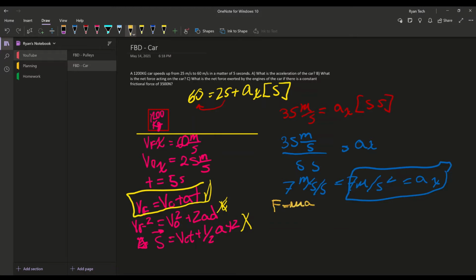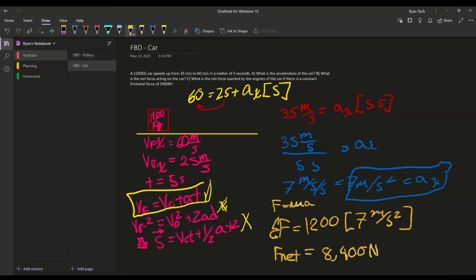So let's use that. The sum of all the forces is equal to the mass of the car, 1,200, times our acceleration, which is 7 meters per second squared. If you calculate this, you'll figure out that the net force, or F net, is going to equal 8,400 newtons. So that's it for part B.